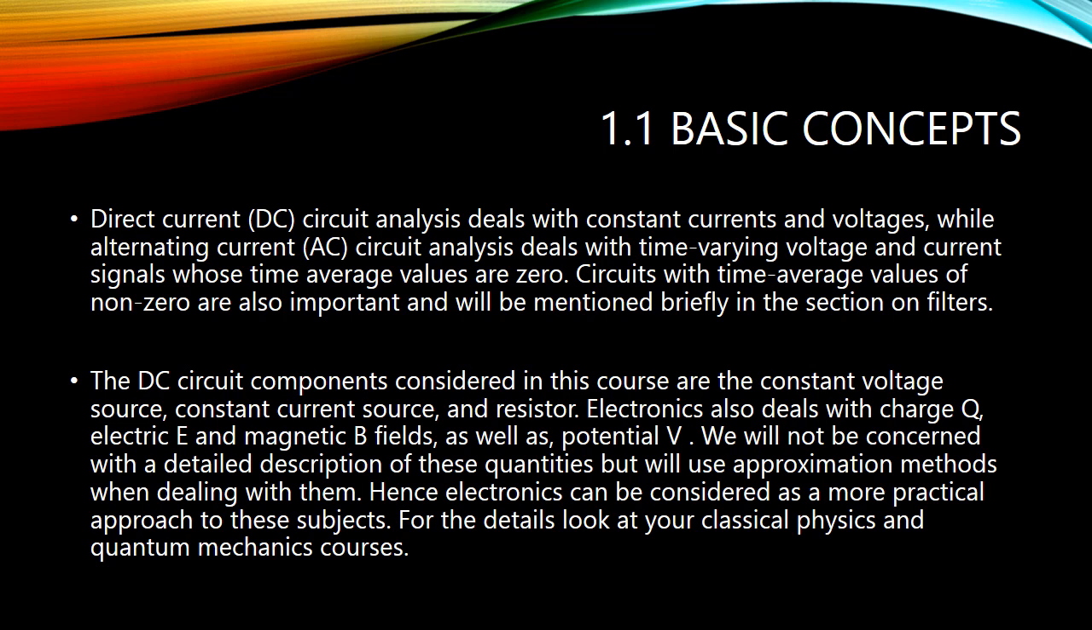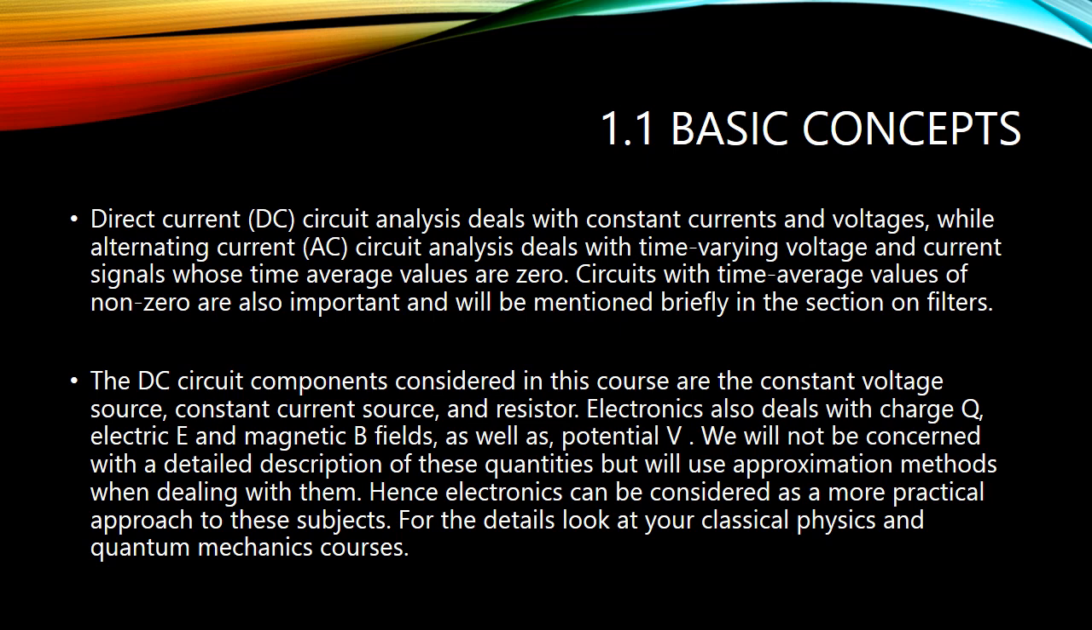Direct current is given as DC. Circuit analysis deals with constant currents and voltages, while alternating current, which is often given as AC, circuit analysis deals with time-varying voltage and current signals whose time average value is 0. Circuits with non-zero time average values are also important and will be mentioned briefly in this section as we continue. So the DC circuit components considered in this course are constant voltage source, constant current source, and resistor.